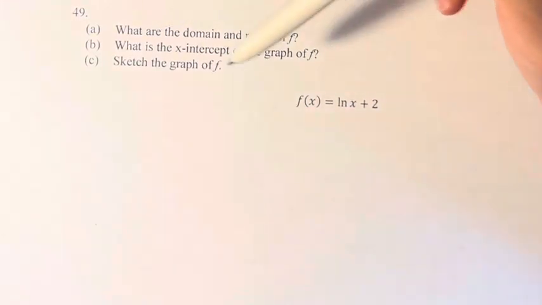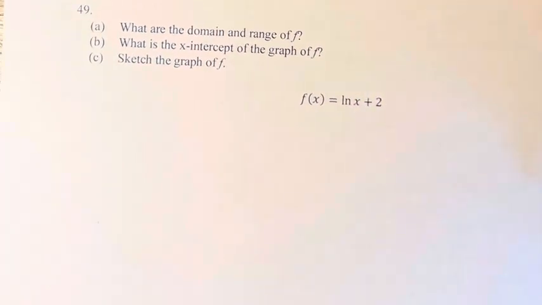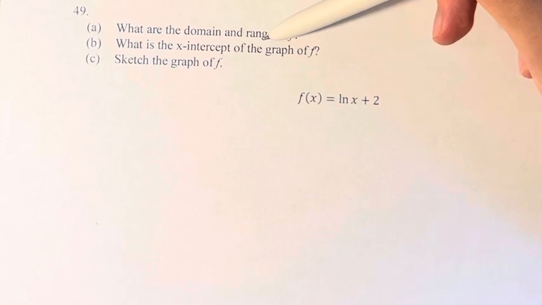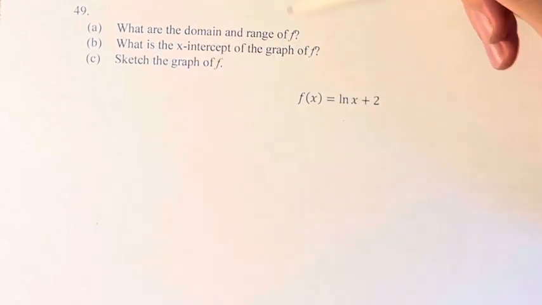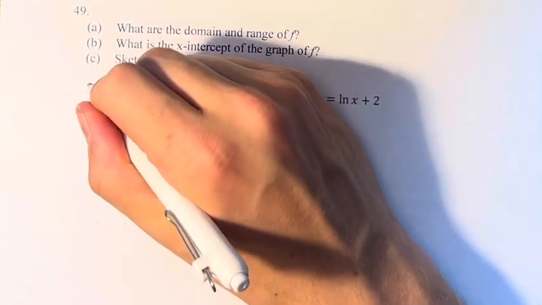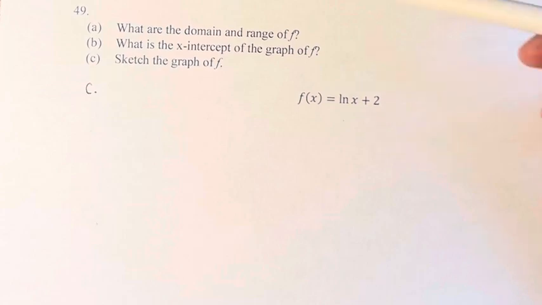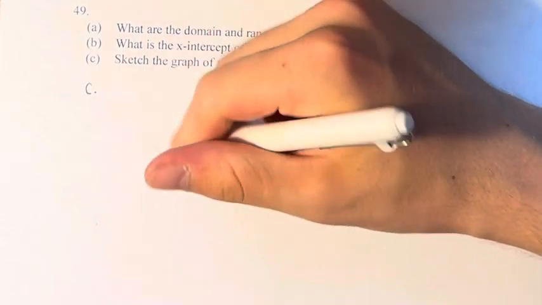In this problem, we're asked some questions about the function f of x is equal to ln of x plus 2. So we're asked what are the domain and range of this, what is the x-intercept, and to sketch the graph. So I think the first thing to do is actually start with C to sketch the graph of the function, which we can do without knowing anything else because we know how transformations work.